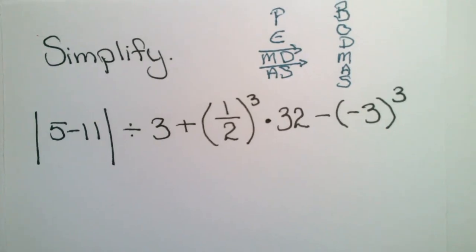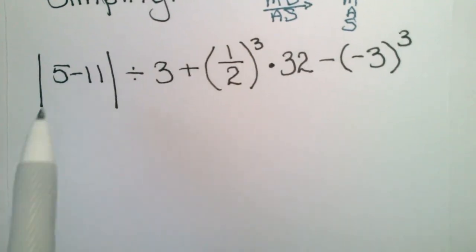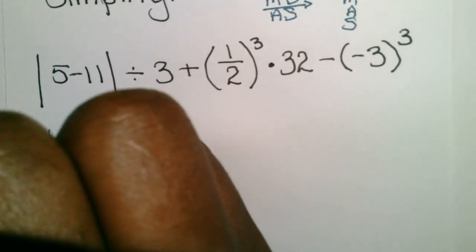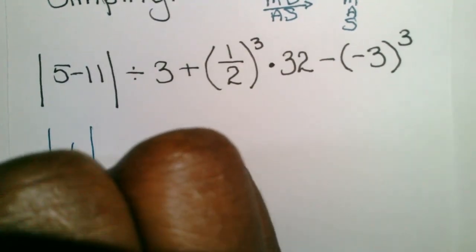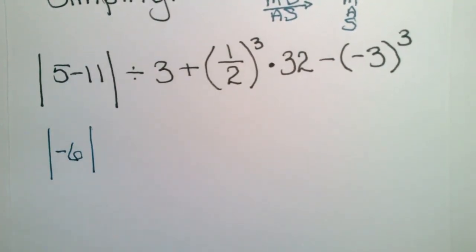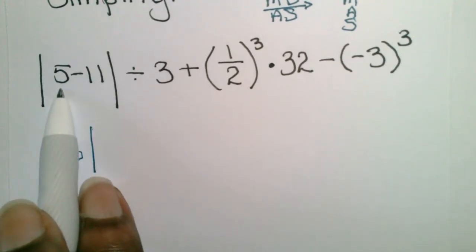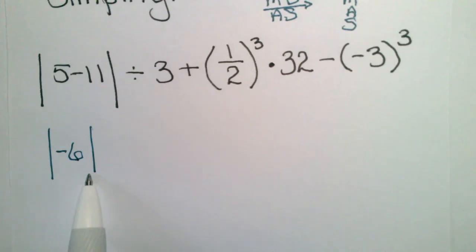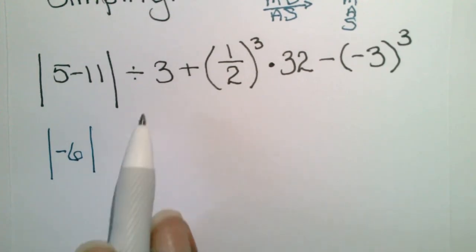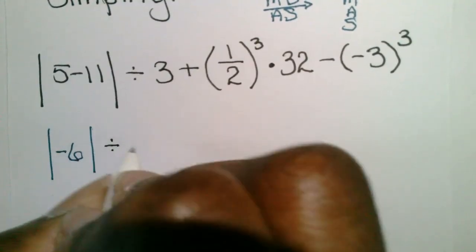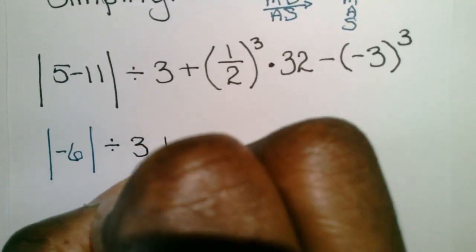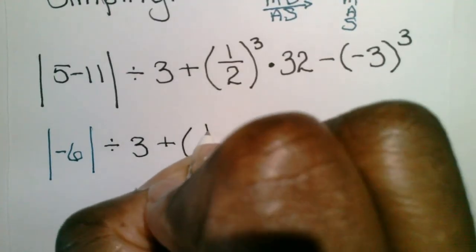Alright? So now, we have our 5 minus 11. So 5 minus 11, and since it's in absolute value, it's going to stay there. So that will give us a negative 6. Okay? You owe me $11. You paid me $5. You still owe me 6. Alright? So now, we're going to bring everything else down. Because for me, I like to do things step by step.